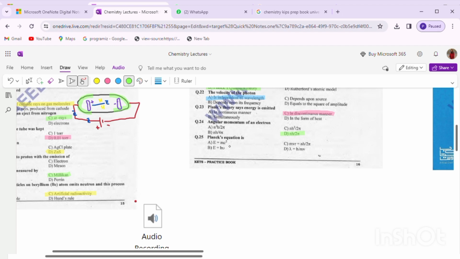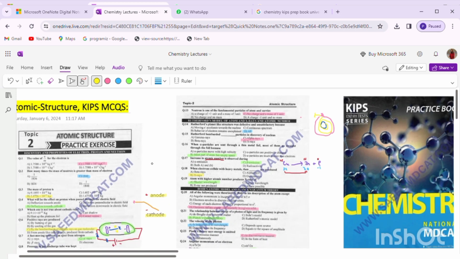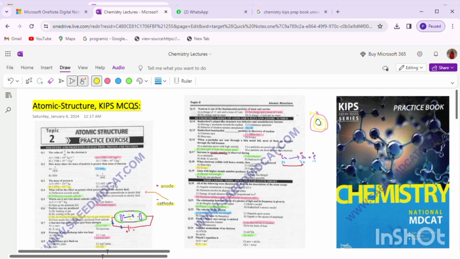25th, the last MCQ for today. Planck's equation is E equals h mu, Planck's quantum theory, where mu represents the frequency. So today we are done with the 25 MCQs of Kips. In the next video we will try to solve the MCQs after 25 as well. So this was all for today.